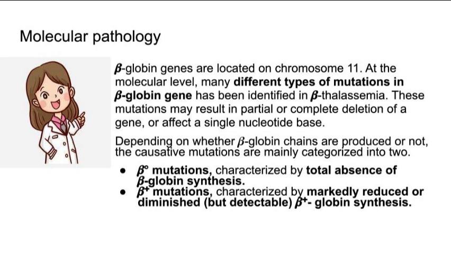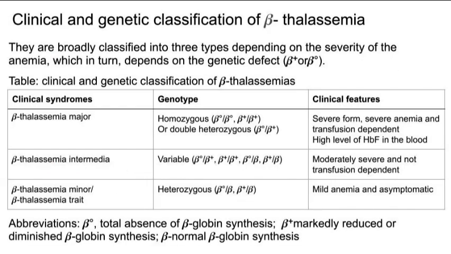Depending on whether beta-globin chains are produced or not, the causative mutations are mainly categorized into two. Beta-zero mutations, characterized by the total absence of beta-globin synthesis. Beta-plus mutations, characterized by markedly reduced, but detectable, beta-globin synthesis. Here is the clinical and genetic classification of beta-thalassemia. They are broadly classified into three types depending on the severity of the anemia, which in turn depends on the genetic defect, beta-plus or beta-zero. Table: clinical and genetic classification of beta-thalassemias.